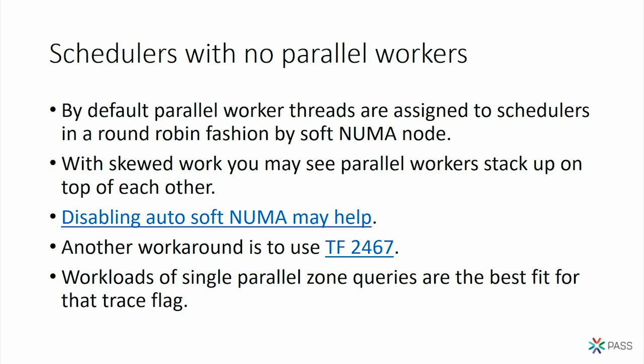Disabling all soft NUMA can help on large servers. I have a blog post explaining that. There's documented trace flag 2467, you're welcome for that, by the way, which also can help. That changes the allocation algorithm to try to pay attention to how busy the NUMA nodes are. Yes, that's correct. By default, for parallel worker placement, SQL Server does not consider how busy your soft NUMA nodes are. It just goes round robin.